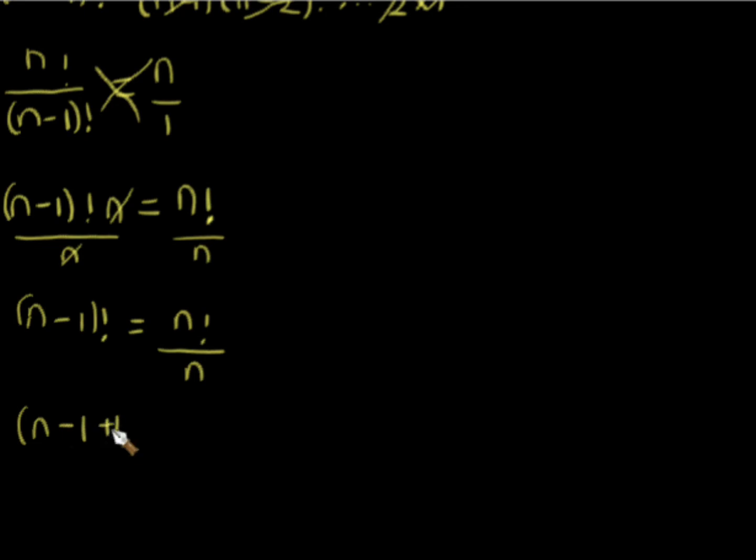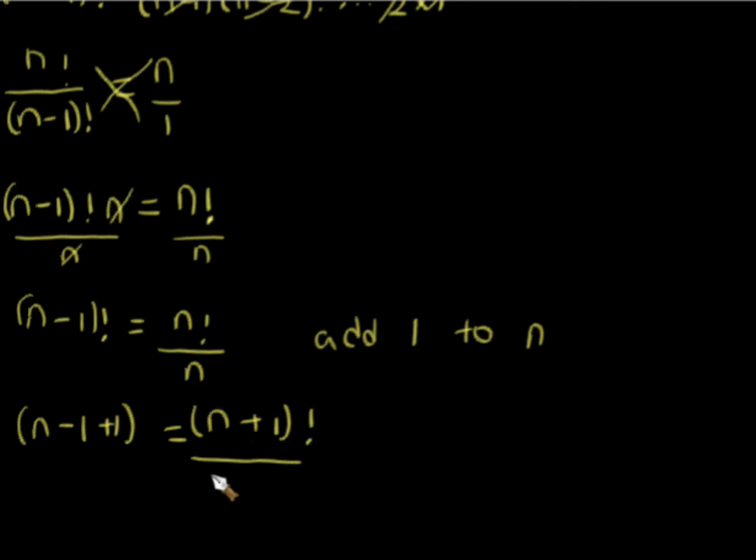So wherever we see n, we add 1. So let me write that down. Add 1 to n. So wherever we see n, we add 1. So here also, on this side of the equation, we are going to have n plus 1 factorial, and here also we are going to have n plus 1, right?